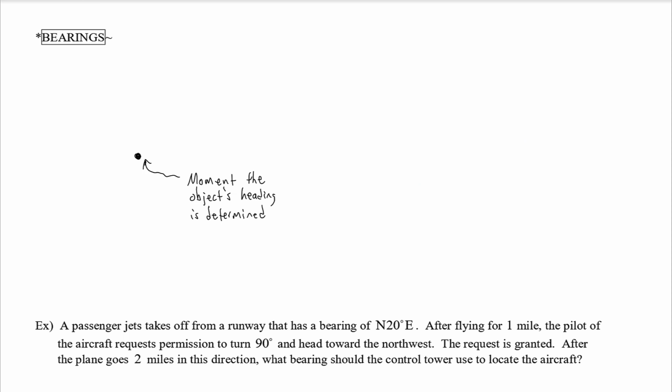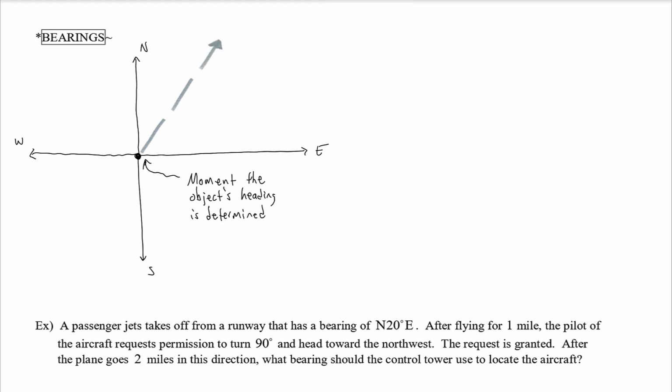So the moment you determine your heading, that's a fixed point. Then from that point, here is north, here is east, here is south, then here is west. So let's say from that point, you've decided that you're going to head in this direction. That's the direction you are going to travel. You're going to travel along that line right there.